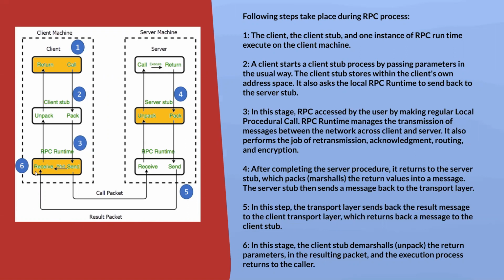Here we can see my client has received the message back. It will now unpack or unmarshal, and then it will read the return values. So in the sixth step, the client stub unmarshals, unpacks the return parameters in the resulting packet and the execution process returns to the caller. This is how I will request a service from a server machine, and then the server machine will return the output of the service to the client machine using RPC.